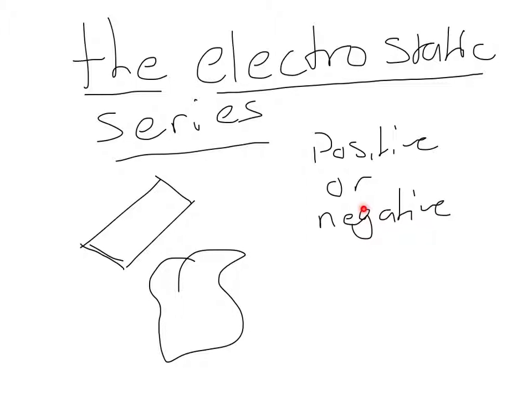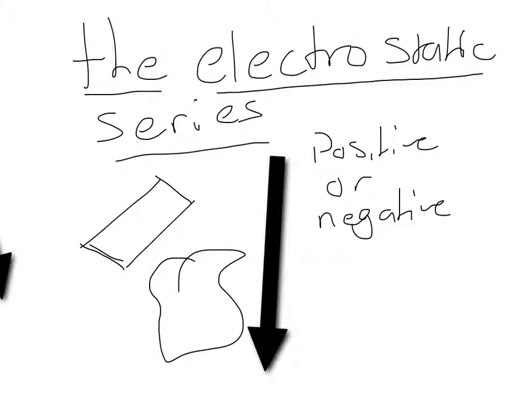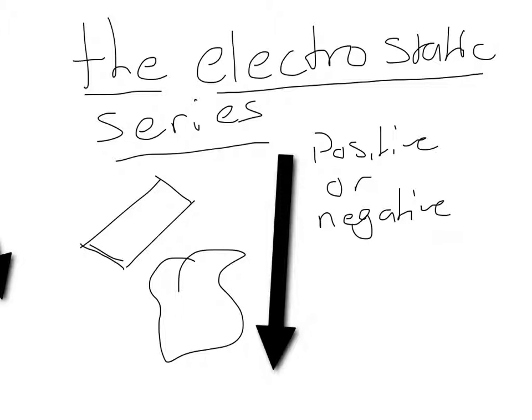So, let's get an arrow here. Okay, not that arrow. We want to make the list of the electrostatic series. The electrostatic series is basically just a list of materials in order from increasing tendency to hold their electrons.